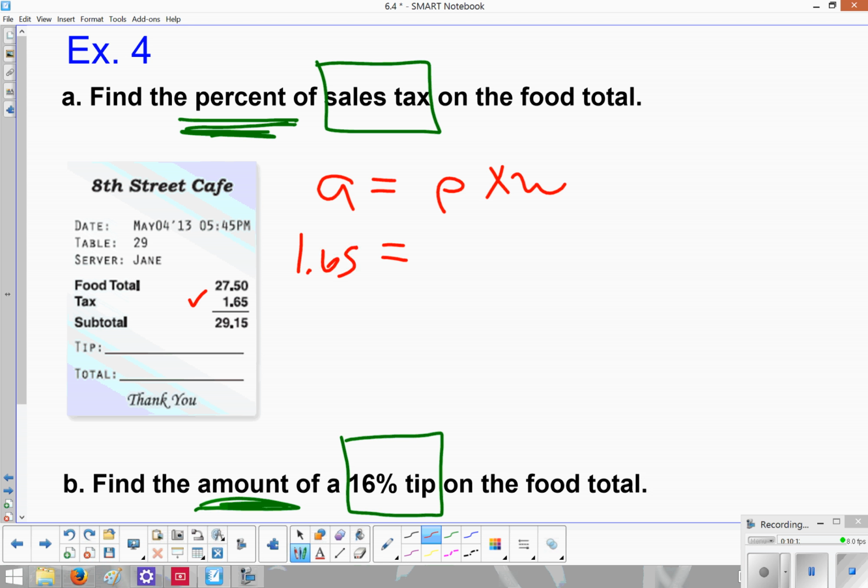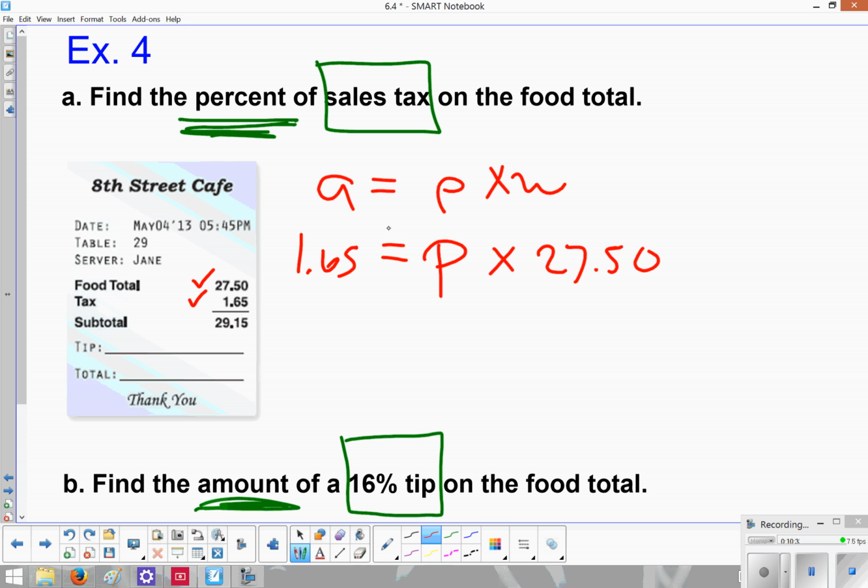$1.65, where P is going to be the percent that we're trying to figure out, which we don't know. So we're going to put P. And W is going to be the whole amount of the meal, which is $27.50. We don't use $29.15 because that's actually not the meal. That's the meal and the tax.